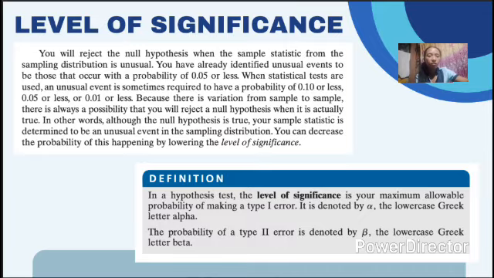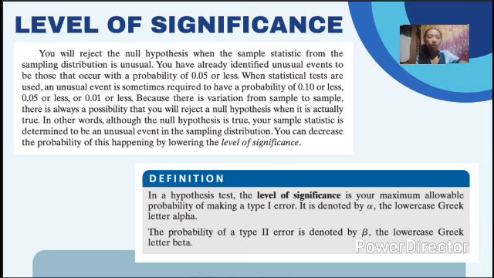Next is the level of significance. You will reject the null hypothesis when the sample statistic from the sampling distribution is unusual. You have already identified unusual events to be those that occur with a probability of 0.05 or less. When statistical tests are used, an unusual event is sometimes required to have a probability of 0.10 or less, 0.05 or less, or 0.01 or less.